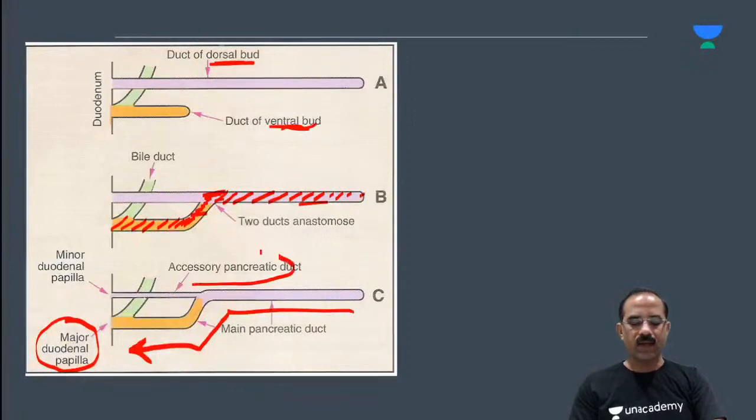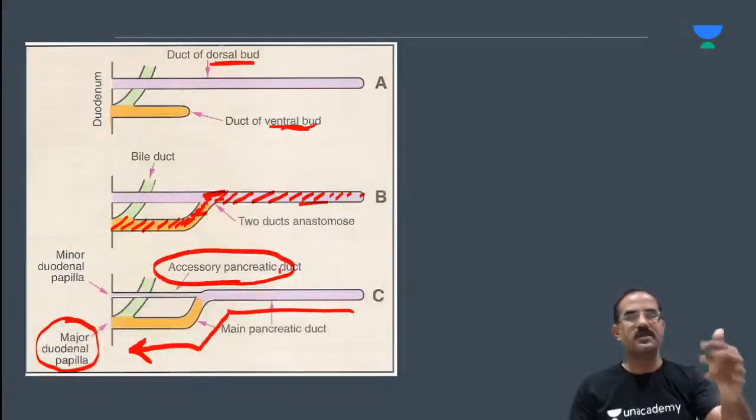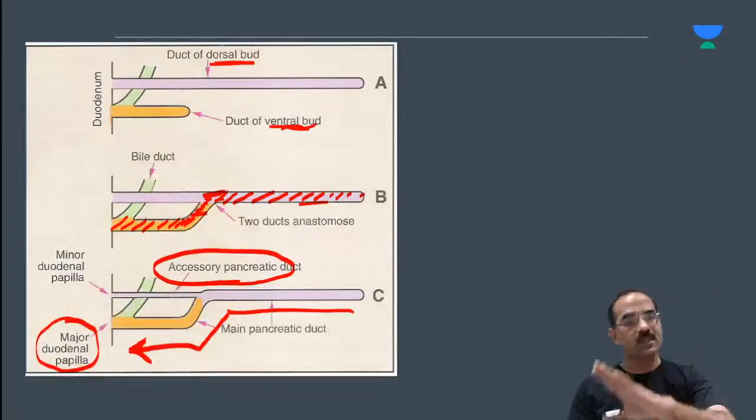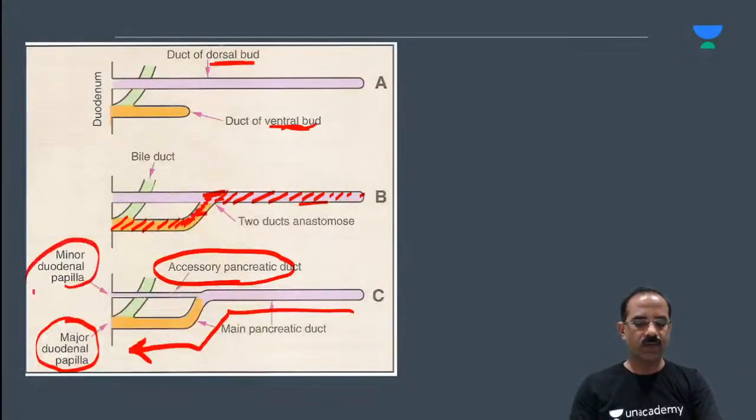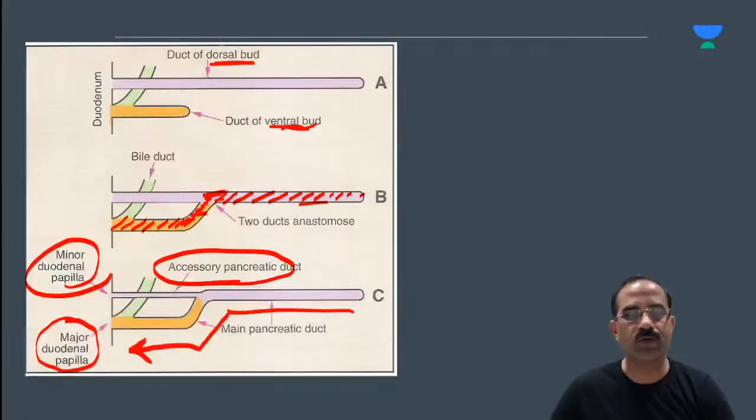The accessory pancreatic duct is also known as the duct of Santorini. Duct of Santorini. And this opens at the minor duodenal papilla, 6 to 8 centimeters from the pylorus. 6 to 8 centimeters from the pylorus. That's the minor duodenal papilla. Clear to all of you students?